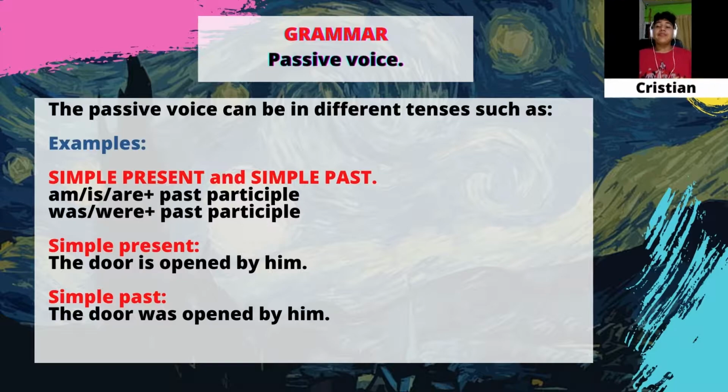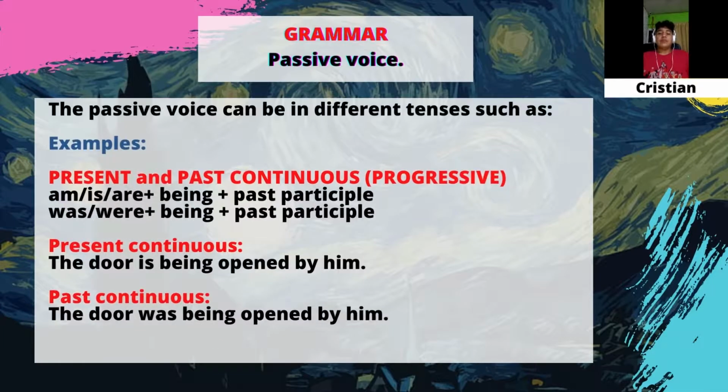Grammar. Passive voice. The passive voice can be in different tenses such as simple present and simple past. Am, is, are plus past participle. Was and were plus past participle. Example with simple present: The door is opened by him. Example with simple past: The door was opened.